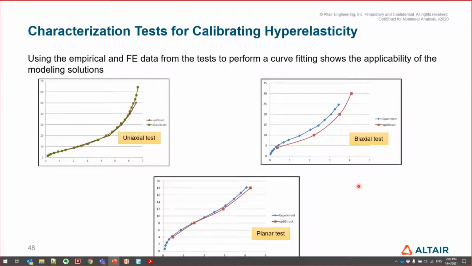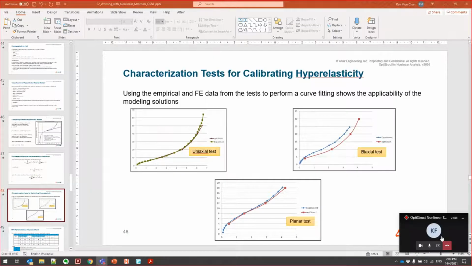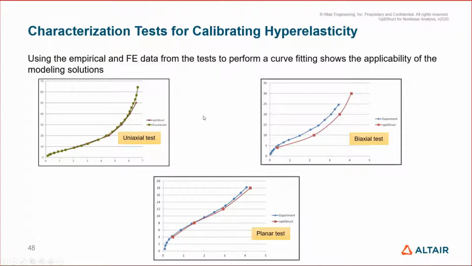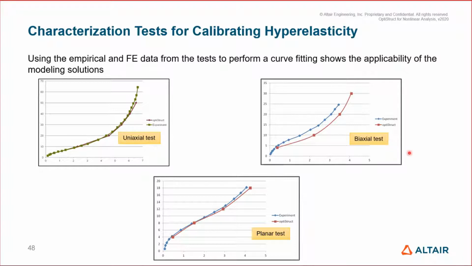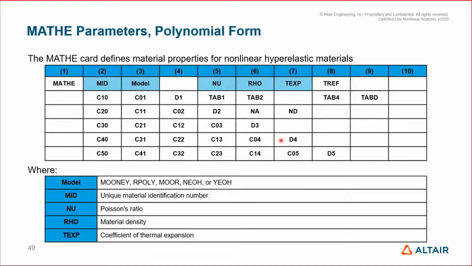These are the 3 tests that you actually need to perform. Let me just share my screen again. My screen is cut. Okay, these are the 3 tests that you need to perform to capture the stress strain data and then put it into the MAT-HE for curve fitting. You have the uniaxial test, your biaxial test, and then your planar test. Once you have those tests, they are put into table 1, table 2, and table 4 here. This is for uniaxial, this is for biaxial, and this is for the planar test.